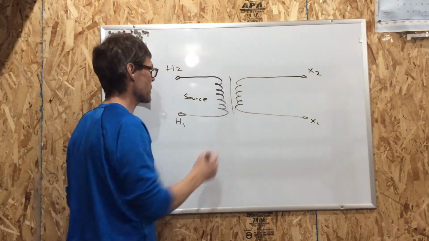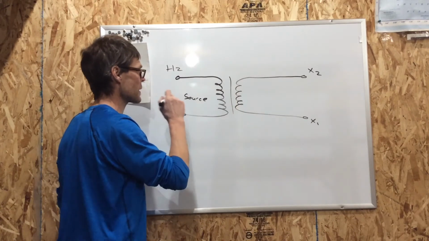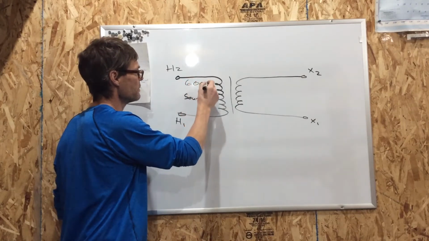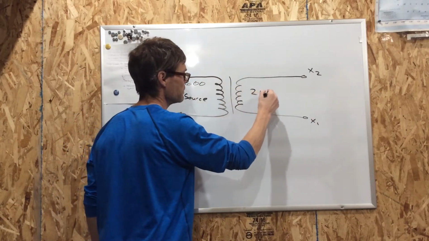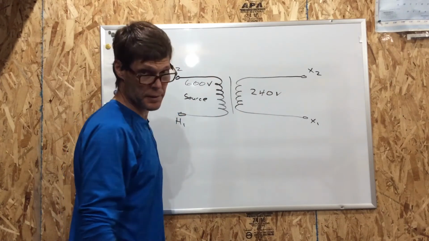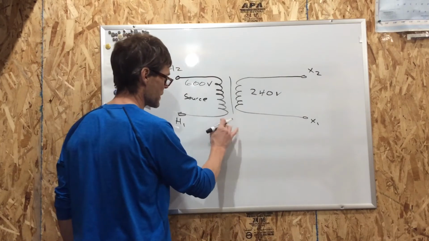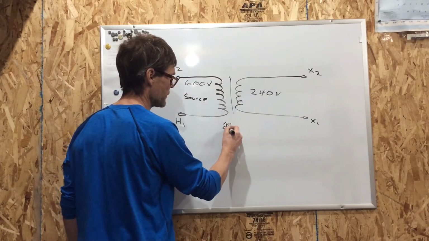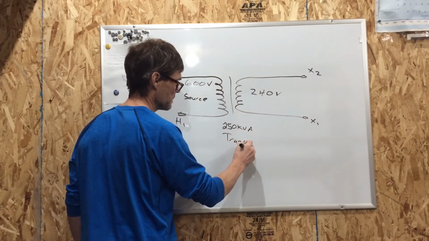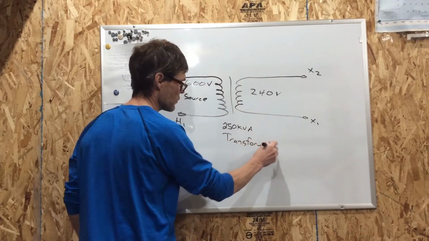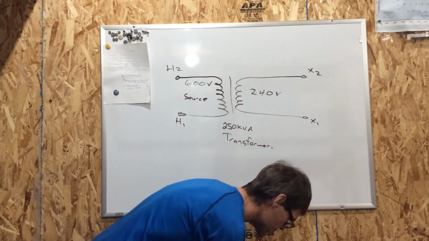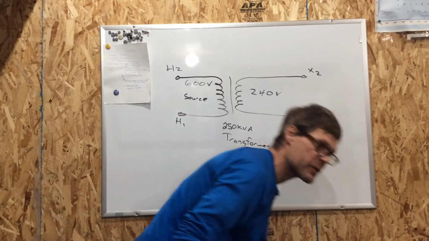So let's say that, we'll just pick a common voltage here. Let's say we got a 600, 240. Sure, let's think about single phase, but let's put a little size on this. Let's say this is a 250 kVA transformer. Great. So we can figure out right away what the rated secondary current of this transformer is going to be.